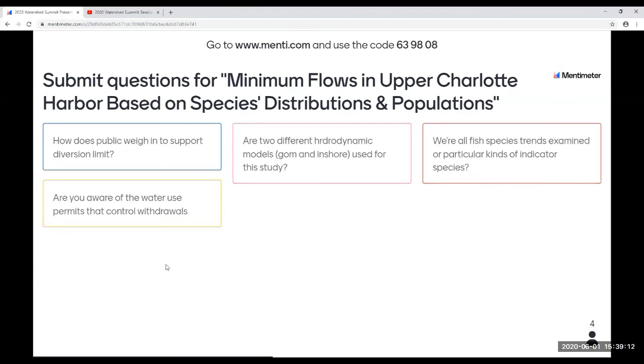Third question is, were all fish species trends examined or particular kinds of indicator species? I'm not quite sure I understand the question. Well, that's great. We couldn't look at all the species, so we had to select species that we thought were sensitive to freshwater inflow.